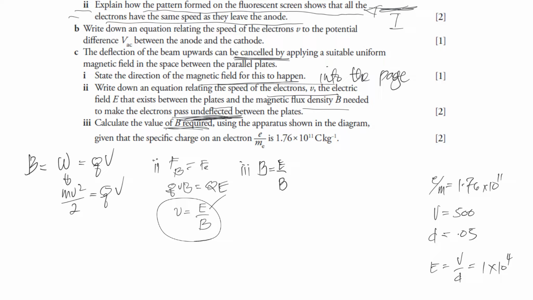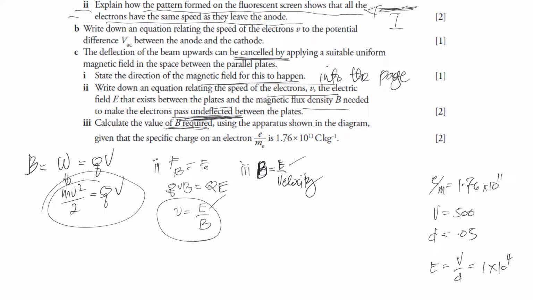Now what about the velocity? Sorry, I think this equation is wrong. We are going to calculate the magnetic field, not the electric field. The magnetic field is the electric field over the velocity. So now our problem is the velocity. How do we calculate the velocity? We can use this particular equation here.